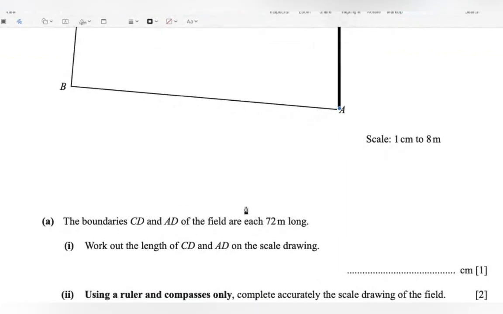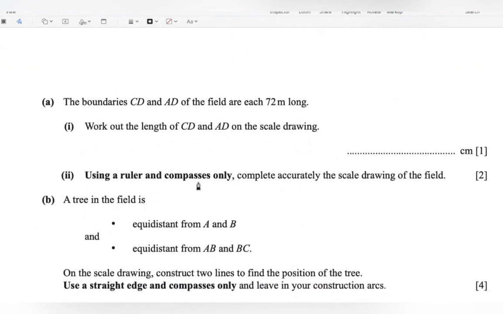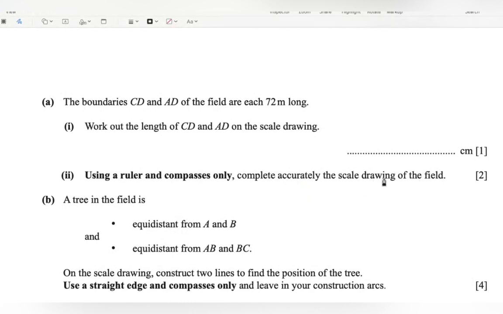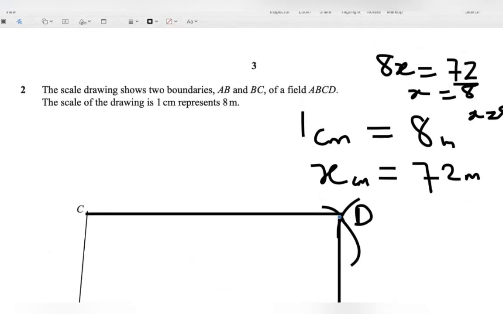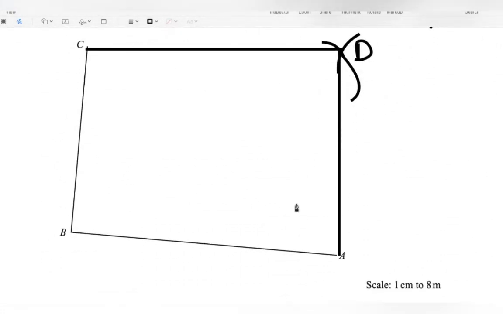So that's the first part of the question, which is 1 mark. Now we're going to use a ruler and a compass only. Complete accurately the scale drawing of the field. The first one is work out the length of CD and AD. That calculation is 1 mark, the length 9 centimeters, and for doing this construction we get another 2 marks.